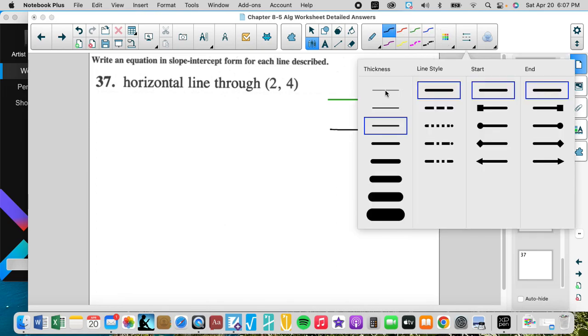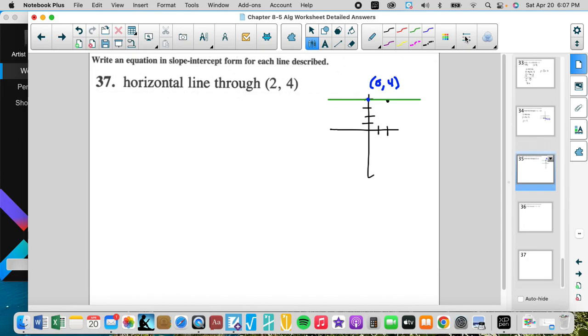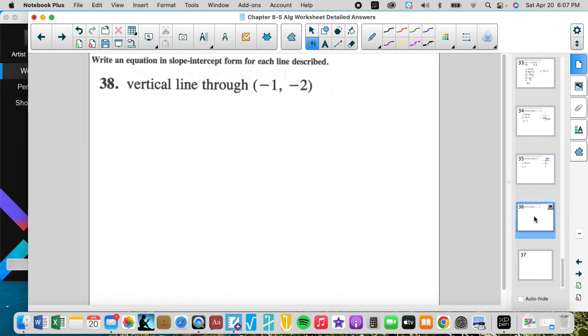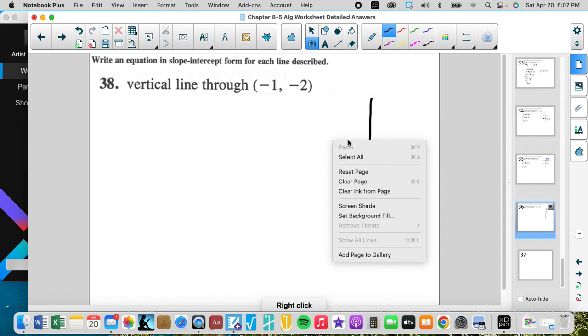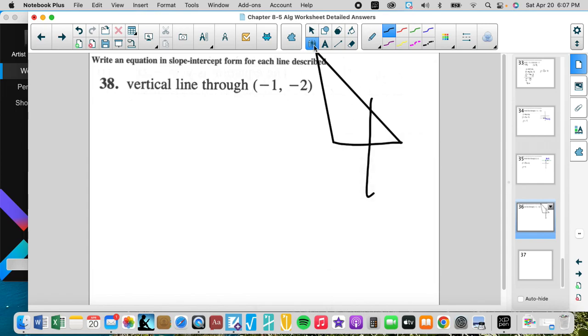And we know the slope is 0, so y equals 0x plus 4, or y equals 4. You would need to simplify that. You can't leave 0x. A vertical line. So now we have a vertical line going through -1, -2.